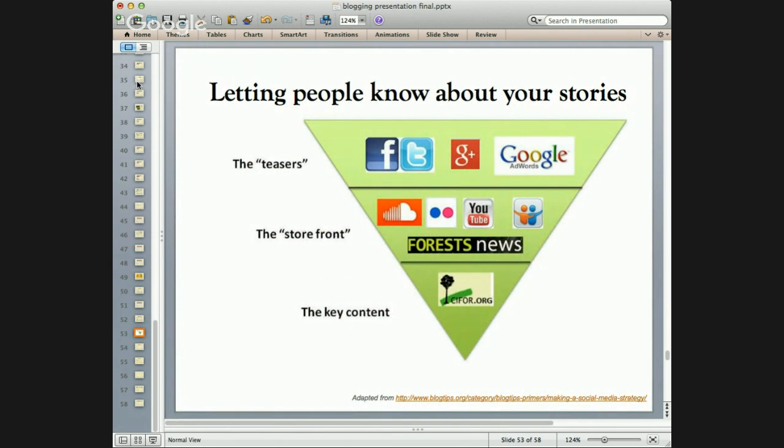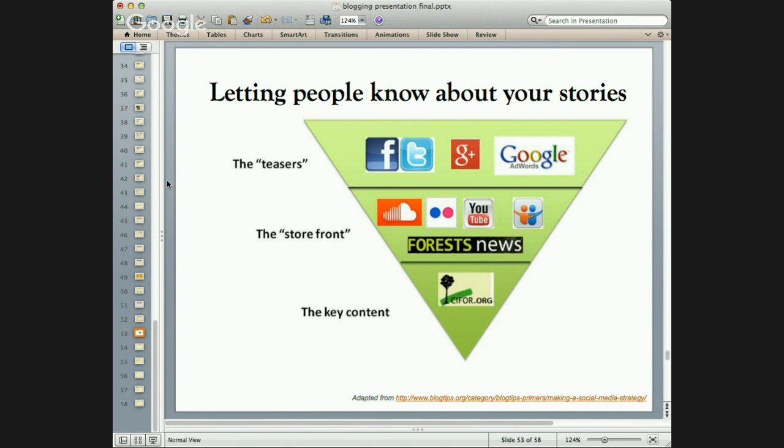So how do you let people know about your stories once you've published them? This is where I think it's important to recognize that blogs sit within a plethora of different social media channels. This is a graphic we developed at C4 to make sense of where the blog fits as part of the different social media channels.